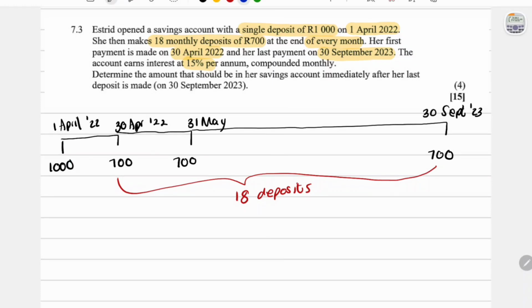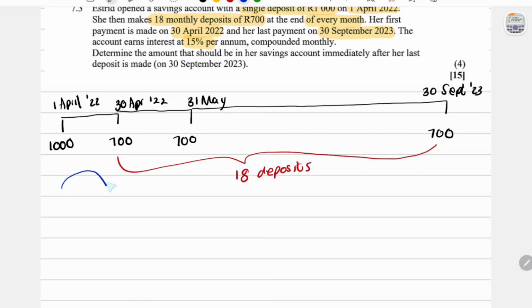So that is going to gain interest for 1, 2, 3, all the way to 18, and it's not going to go past this because this is where the last deposit is made. So I'm going to calculate that as a separate investment, and it's going to grow for 18 months.